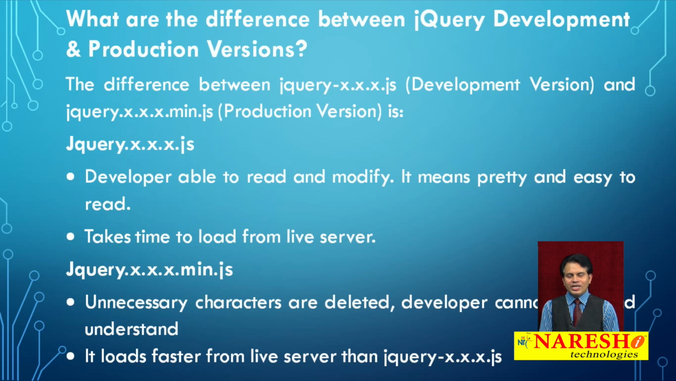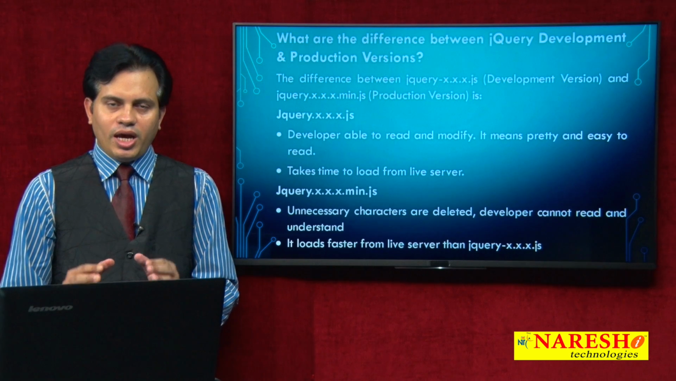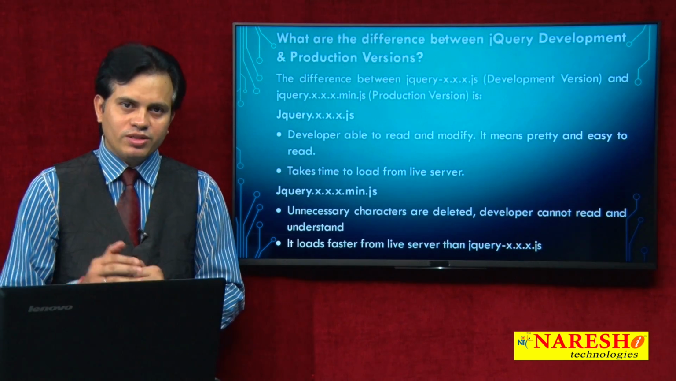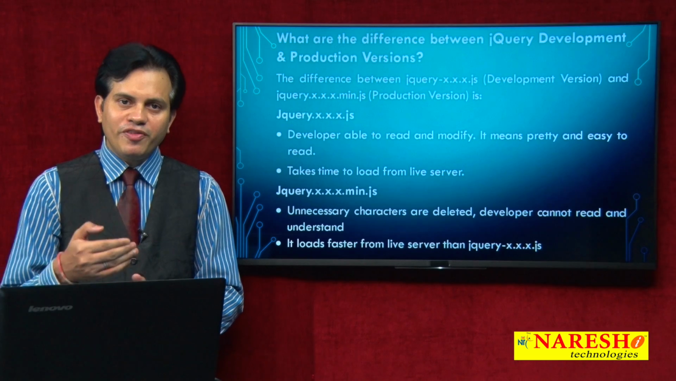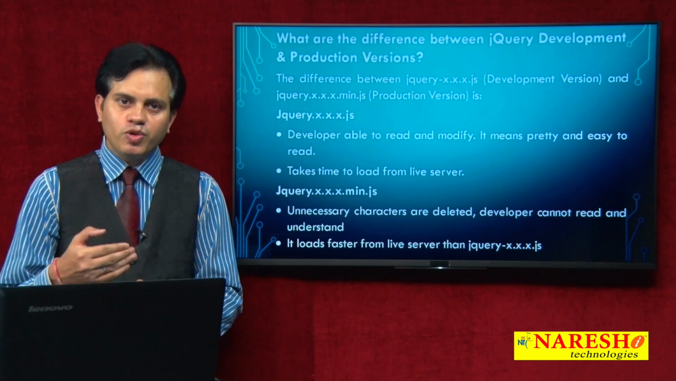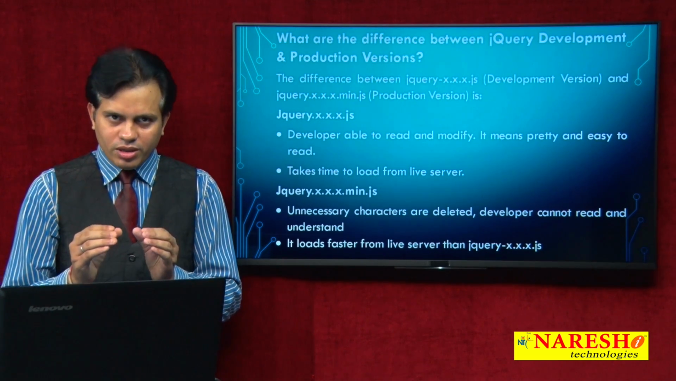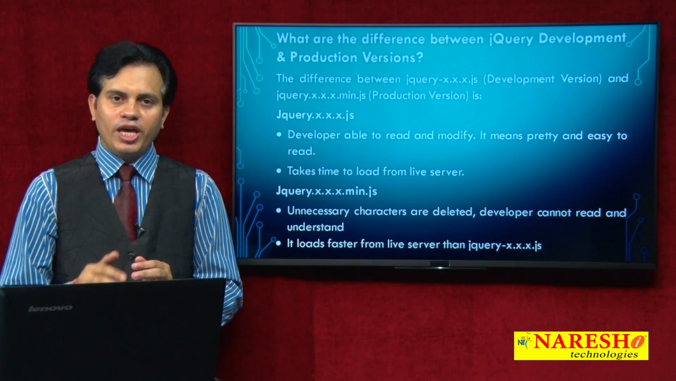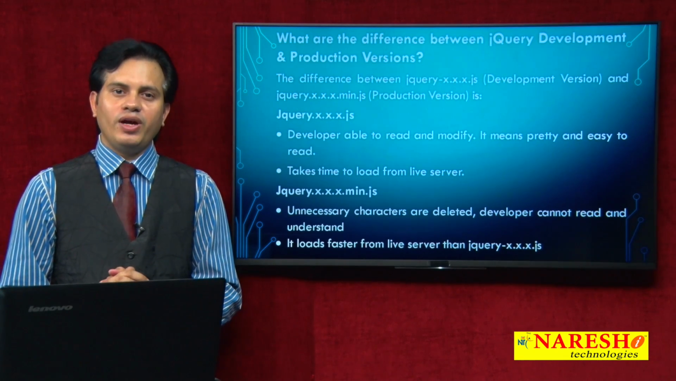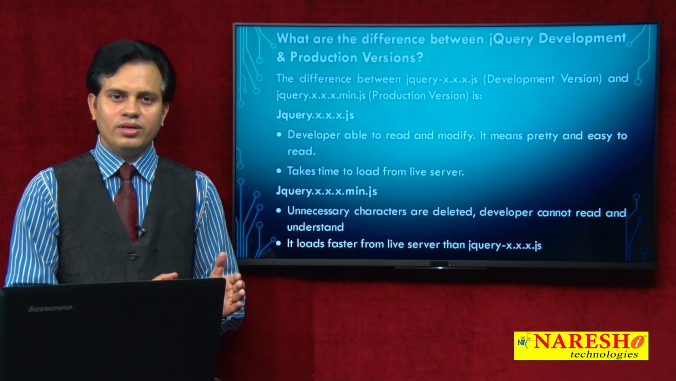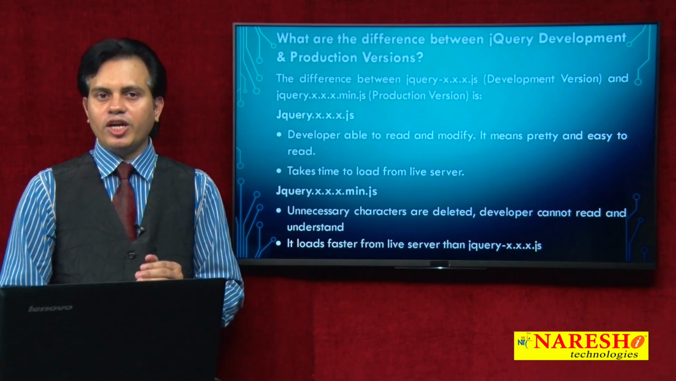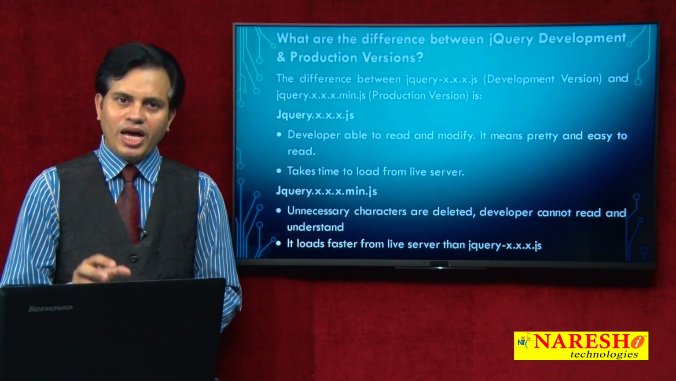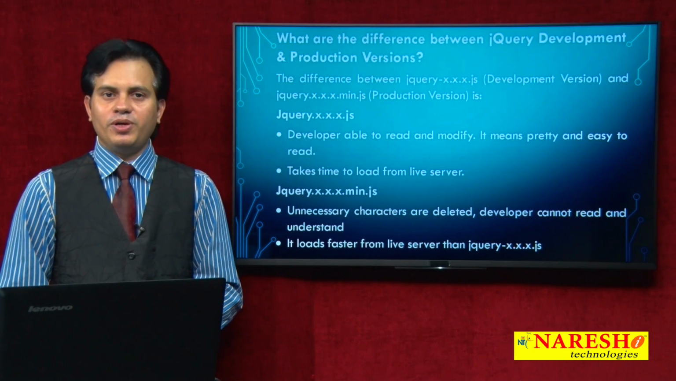So this is the completely development version, and this development version is used by all the developers when they are developing the project, meaning when they are working on the development phase, when the application development is going on, in order to read and modify easily. Meaning they should be able to read the jQuery script file, what code is already written, in order to understand, and if they would like to modify something in that, they can modify it also. It means pretty and easy to read by the developer.